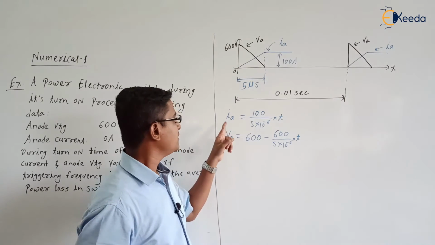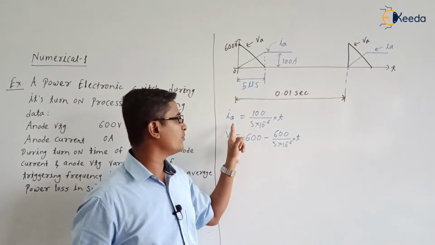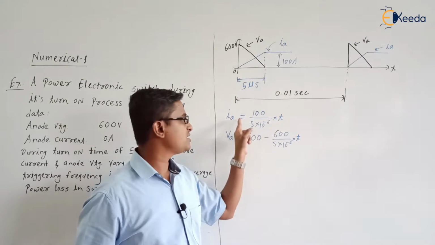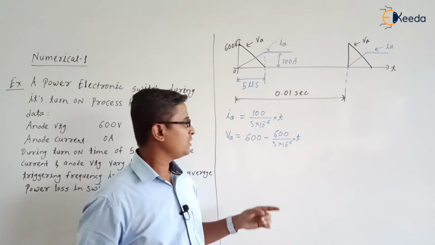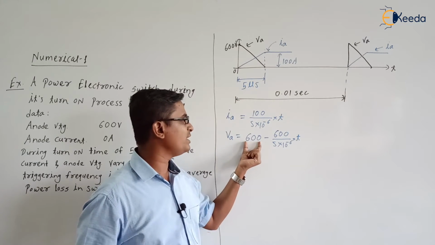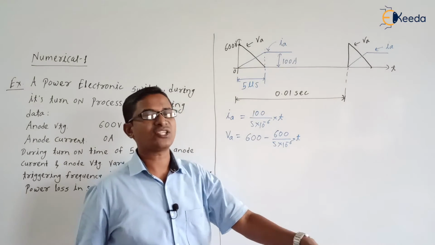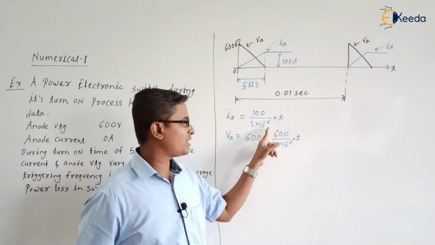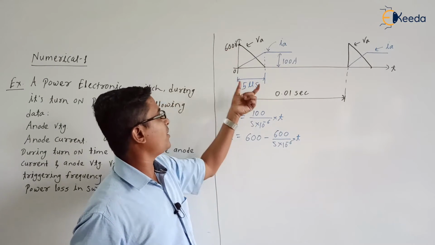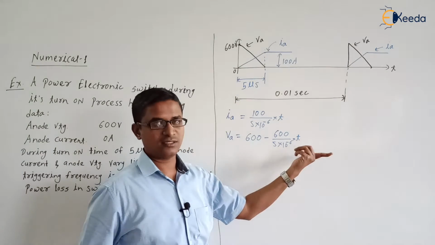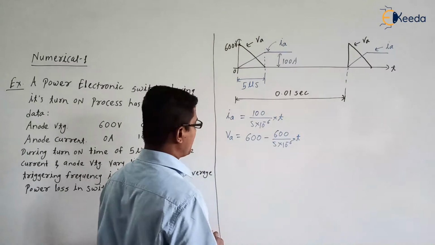Please try to understand. This is like y is equal to mx. Y is, in our case, Ia now, and x is the t, and m is the slope, y by x, and this is linearly decreasing. So Va is equal to the initial value 600 minus the slope, since the slope is decreasing, that's why I have taken a minus. And the slope is y by x, so it is 600 divided by 5 micro into t.